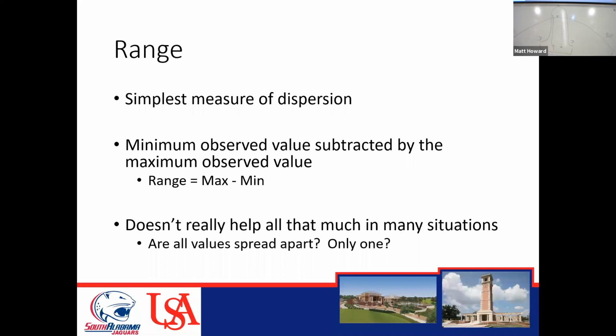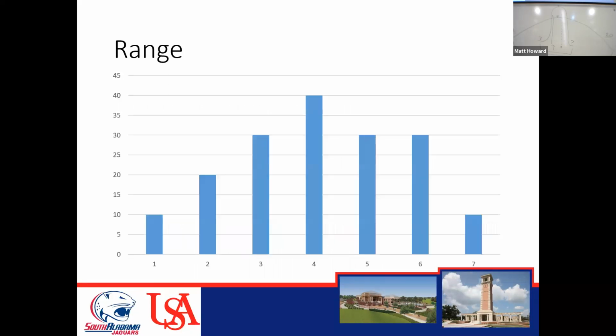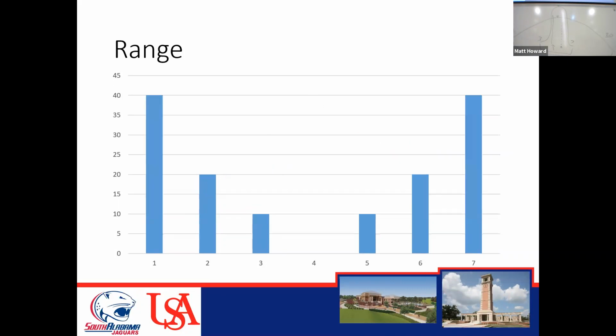It doesn't really help out all that much in practice or in research. The main reason is it's really hard to tell whether all your values are spread apart, or it's just one. For example, you could have something that looks like this, and that would have a range of 6. Our biggest value is 7, our smallest is 1. We might have something like this. Once again, largest of 7, smallest of 1, a range of 6.